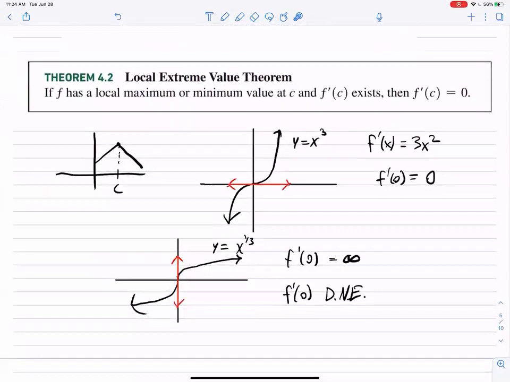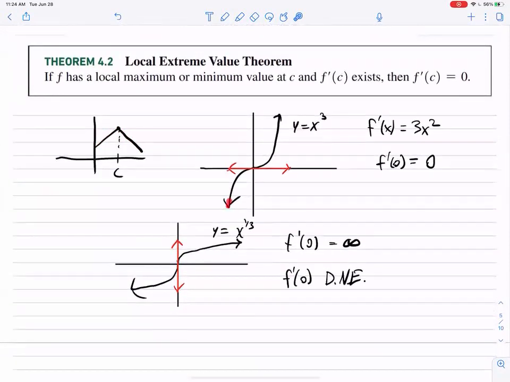For instance, here's one that's a local max, but the derivative does not exist, so it does not meet the criterion. Here is another one where the derivative is zero, but that's not a local max or min. This is a function, f prime of x equals 3x squared, if y equals just the x cubed graph. The derivative is zero at zero, but that is not a local max or min. So you need both. It's one way. If it's a local max or min and the derivative exists, then the derivative is zero, not the other way. This implication is false. You cannot go backwards.